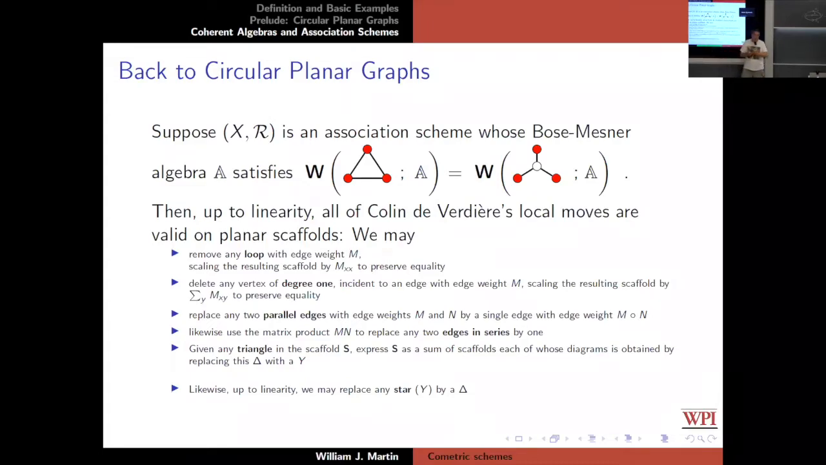Parallel edges can be replaced with single edges by entrywise multiplication. Edges in series can be replaced by single edges with matrix multiplication. If I have this equality, then if I have a scaffold with a triangle, I can replace that by a sum of scaffolds, where that triangle in each of the scaffolds is replaced by a star. And likewise, every star can be replaced by a triangle.